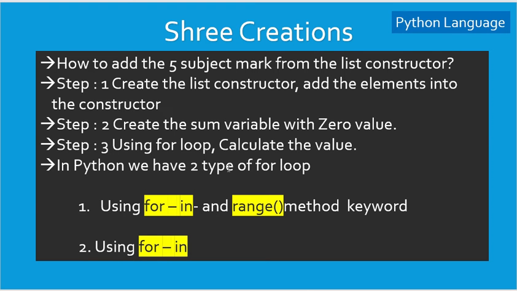In Python, we have two types of for loop, using for, in and range method. We can iterate all the values from the mark variable and you can add the value. Or using for, in keyword, we can iterate all the values from the mark variable and we can calculate the value. Here I am going to show this both method, how to use this looping condition to calculate the value.